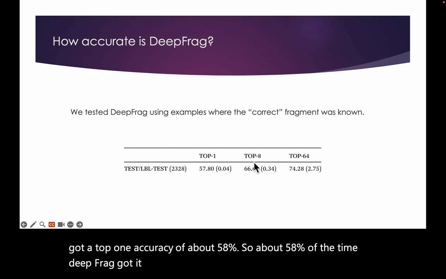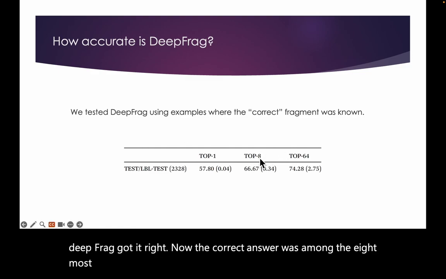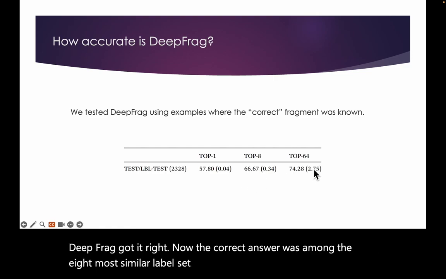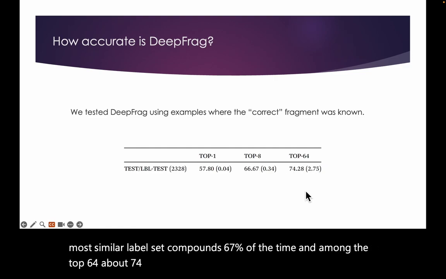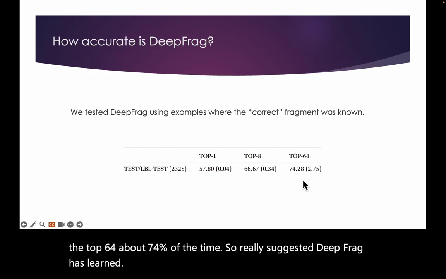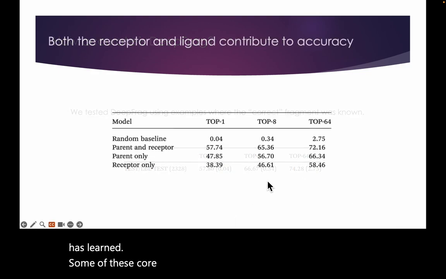Now the correct answer was among the 8 most similar label set compounds 67% of the time, and among the top 64, about 74% of the time. So it really suggests that DeepFrag has learned some of these core principles of lead optimization.